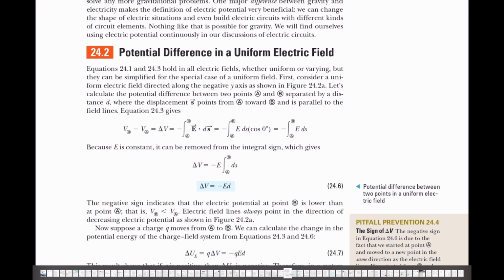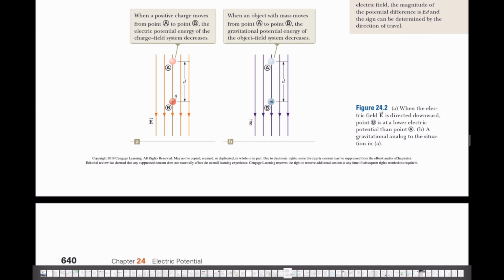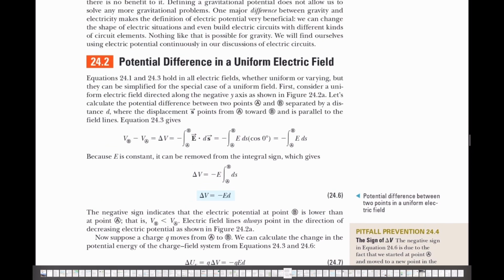Equation 24.1 and 24.3 hold in all electric fields whether uniform or varying, but they can be simplified in the special case for a uniform field. First, consider a uniform electric field directed along the negative y-axis. So an electric field like this. As shown in the figure below, let's calculate the potential difference between points A and B separated by a distance d, where the displacement S points from A toward B and is parallel to the field lines.